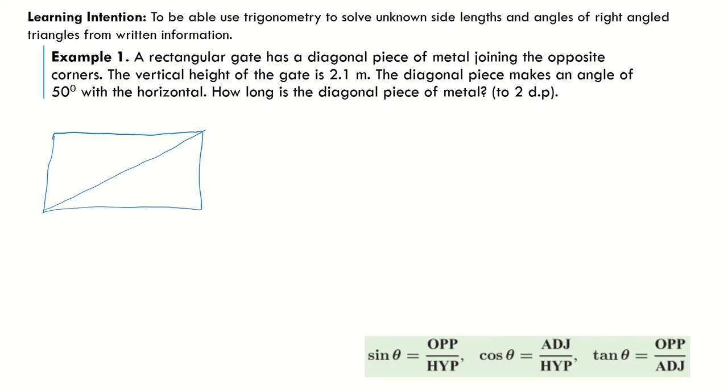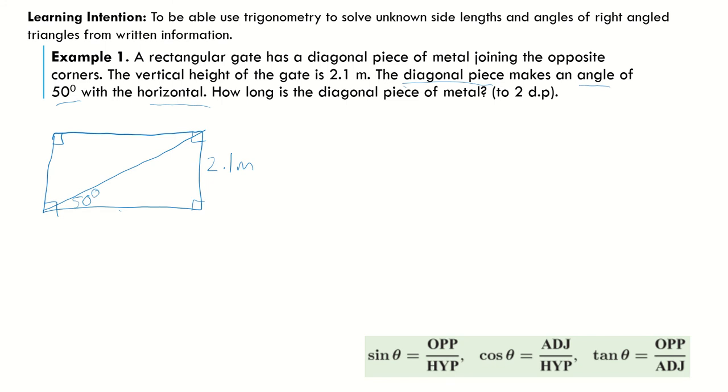The vertical height, so vertical is up and down, remember? So the vertical height of the gate is 2.1 meters. Obviously it's a rectangle, so it's got right angles everywhere. The diagonal piece makes an angle of 50 degrees with the horizontal. Remember the horizontal, think about the horizon, so this piece here is the horizontal. This diagonal piece makes an angle of 50 degrees with the horizontal.